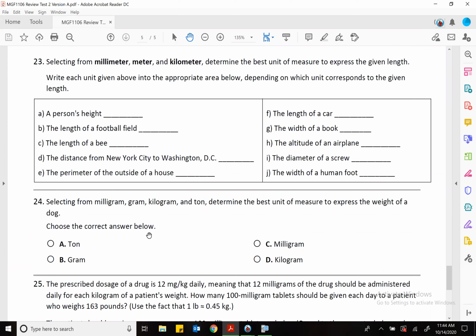We've got quite a few pieces here. So we've got a person's height. We've got the length of a football field.